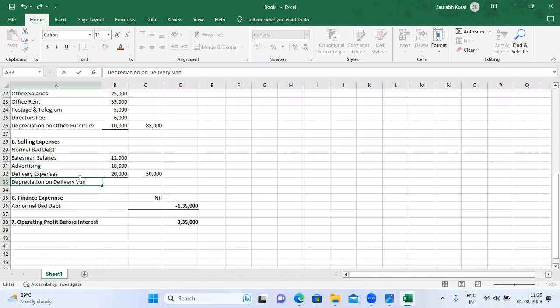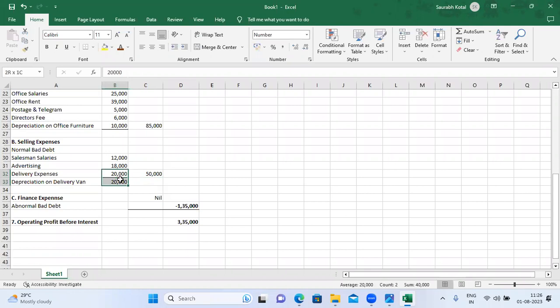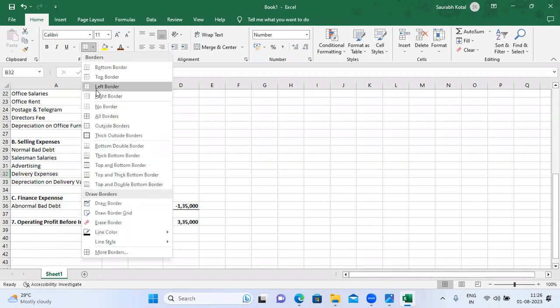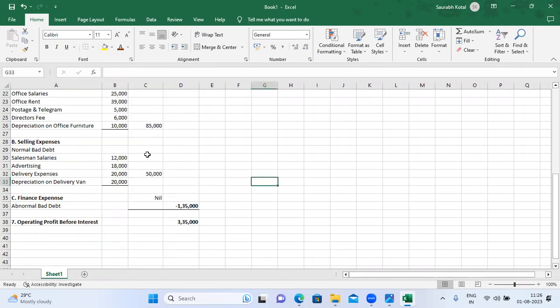What is the amount? Look at the question. Depreciation on delivery van is equivalent to 20,000, given in the question. Depreciation on delivery van. So it means it will increase by another 20,000, which will be 70,000.